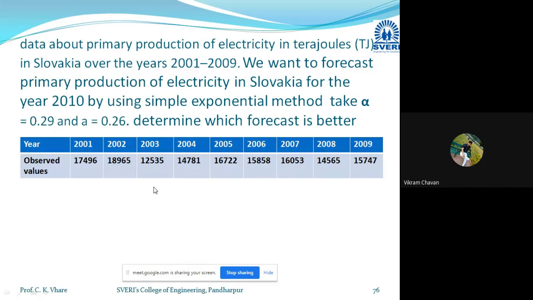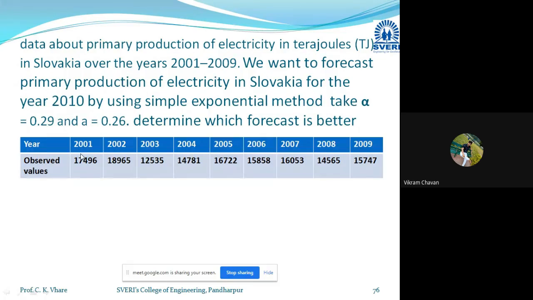Data. Okay. So the data is provided for the years, and these are the actual demands, or we can say observed values. Observed value means actual demand for that particular year. Now we have to determine the forecasted demand for the primary production of electricity in Slovakia for the year 2010. We have data from 2001 up to 2009.